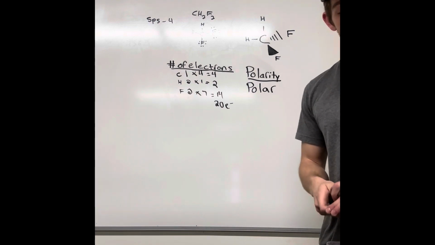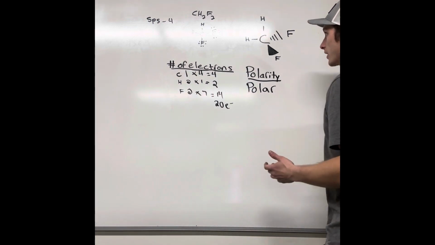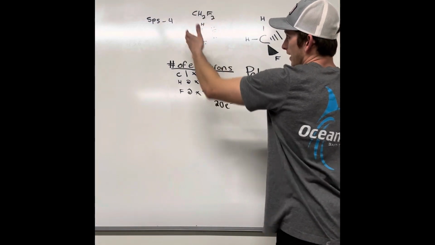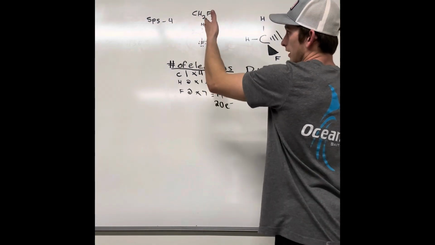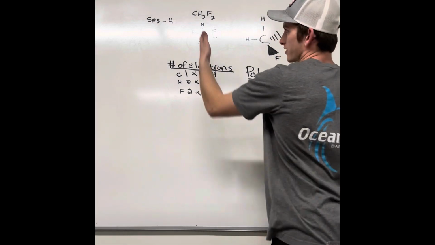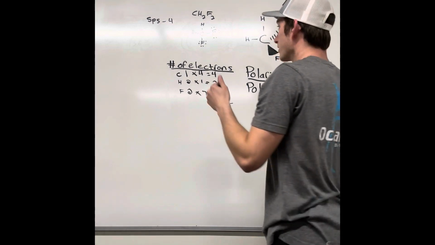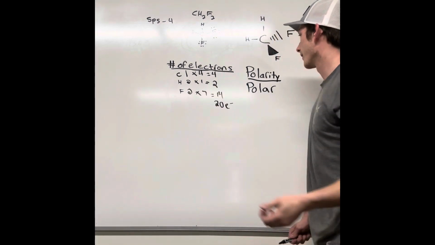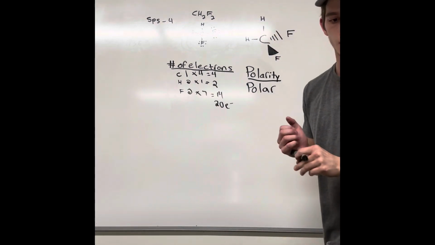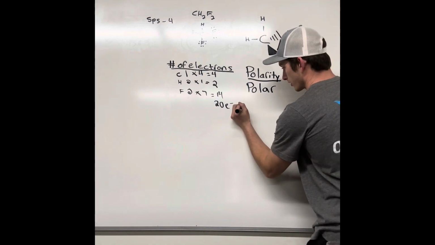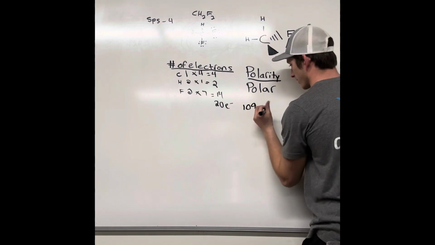And to be able to determine the polarity, we have to look and see, well, are all my outer or terminal elements the same? And they're not, because we have 2 hydrogen, 2 fluorine. So now we know it's polar, right? So it's polar.